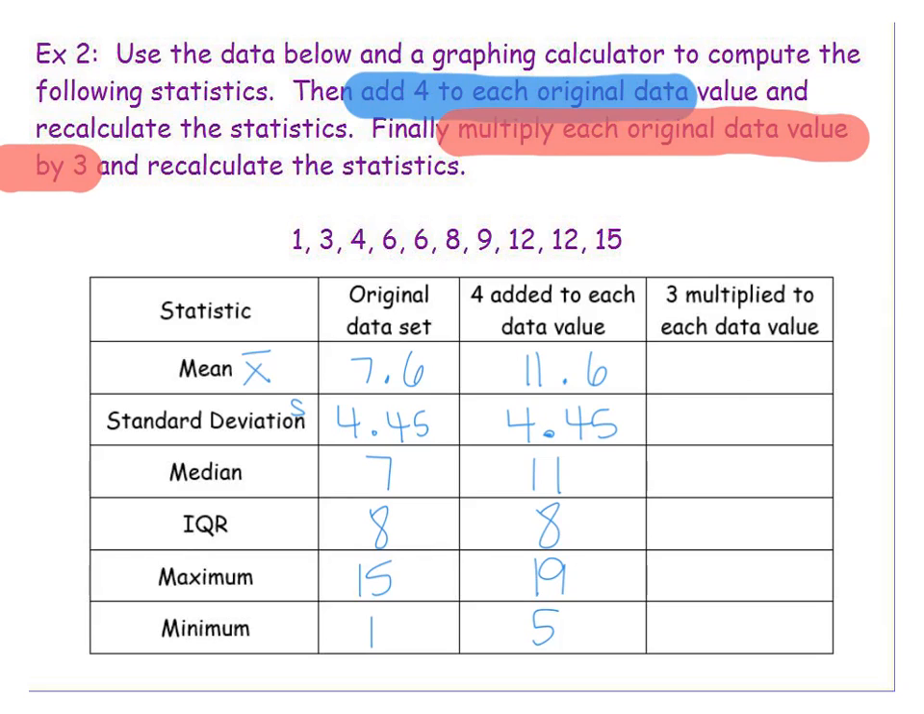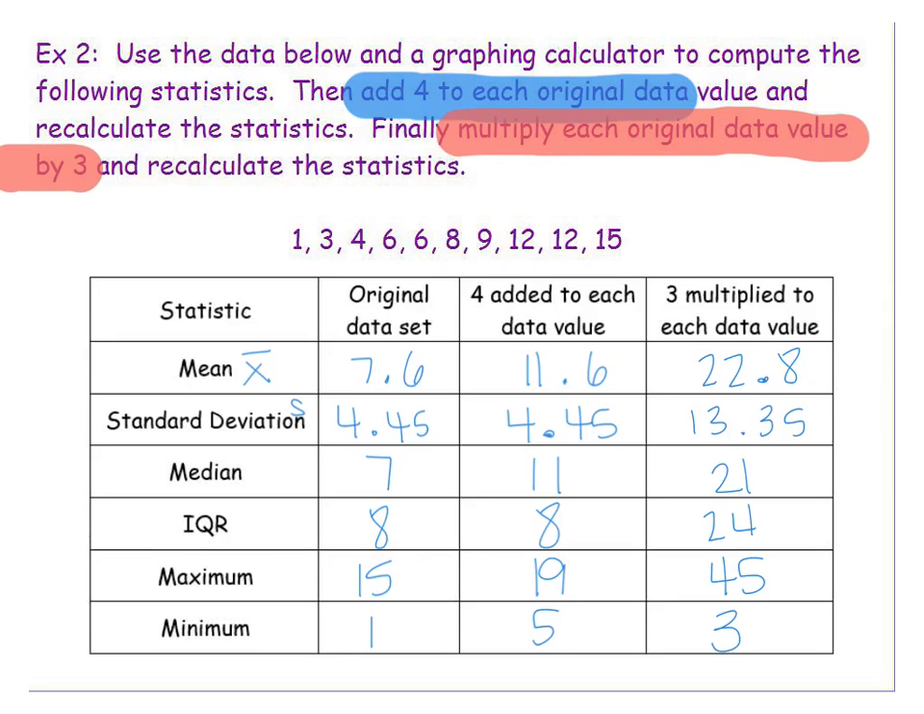Okay, now all you have to do is press stat, arrow over to calc, and hit enter. My mean changes to 22.8. This time my standard deviation changes to 13.35. My median changed to 21. My IQR, if you do Q3 minus Q1, I end up with 24. My maximum is now 45, and my minimum is now 3.